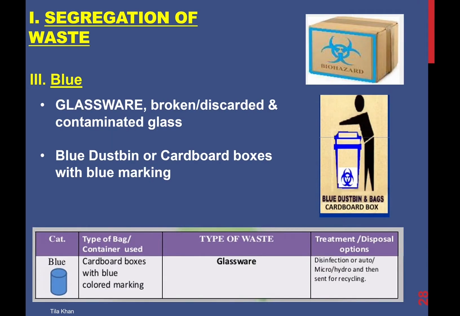The blue category. All the glasswares, broken glass, discarded glass and contaminated glass come under the blue category of waste. These wastes must be disposed in blue dustbins or cardboard boxes with a blue colored marking. Please remember, we cannot dispose glassware in the yellow category or in irregular trash. In the final disposal site, the glass is disinfected, or it is autoclaved or microwaved or hydrowaved, and then this glass is recycled.